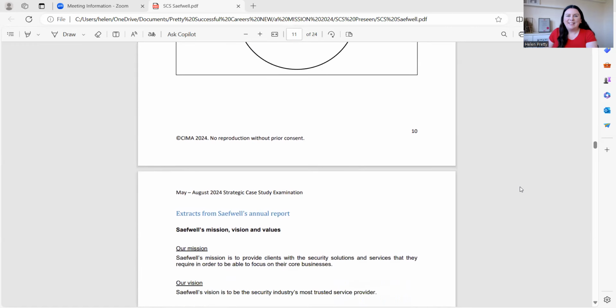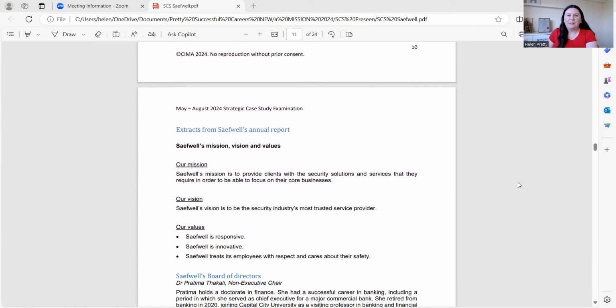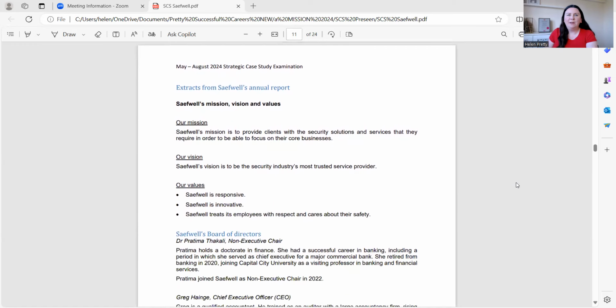Let's go on to page 11, extracts from Saefwell's annual report. Saefwell's mission, vision and values. Our mission. Saefwell's mission is to provide clients with the security solutions and services that they require in order to be able to focus on their core businesses.